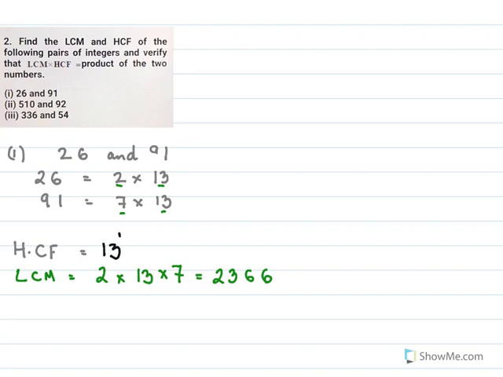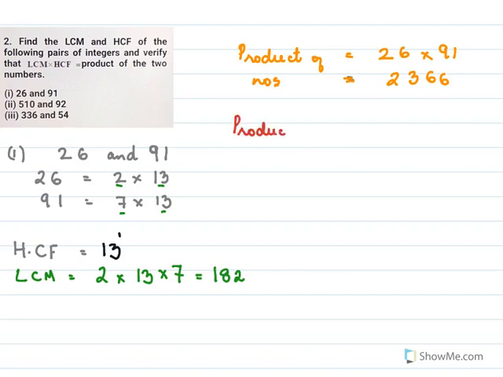First we'll find the product of the numbers. You know the numbers are 26 and 91. So 26 into 91, which is equal to 26 into 91 is 236. Here I made a mistake. It should be 2366. So we go back here to the product of the numbers, which is 2366, and then we will find the product of HCF and LCM.